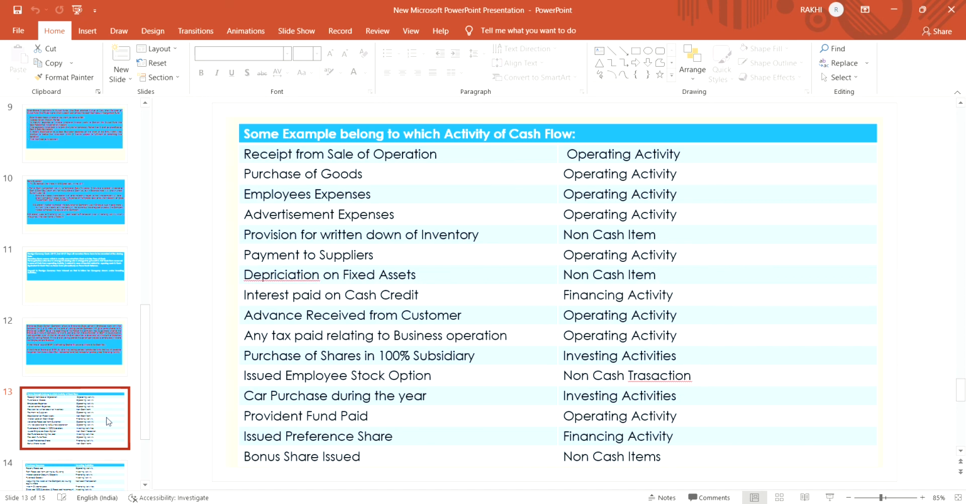Issue of employee stock option, no cash transaction is there. Car purchase during the year, we are paying something in order to purchase an asset. It is an investing activity. Provident fund paid for the employees, that is an operating activity. Issuing of preference shares, that is a financing activity. Bonus shares issued, if the company is issuing any bonus share, there is no cash transaction, but it affects the capital structure of the company.